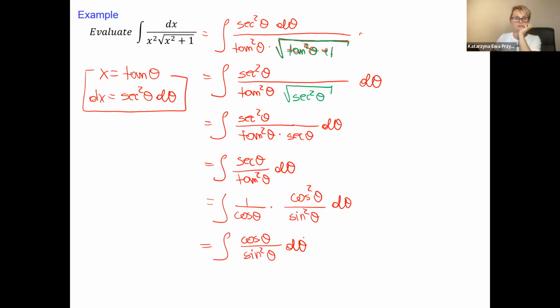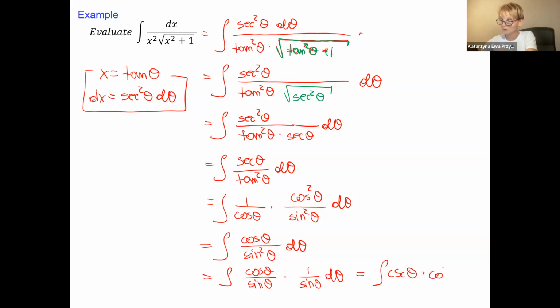Okay, makes sense. Oh, actually, we can do the u substitution. Or what about this one? It's a direct one. Okay, I will write this. 1 over sine is cosecant. Cosine over sine is cotangent. I switch the order. Do we know the formula for this?